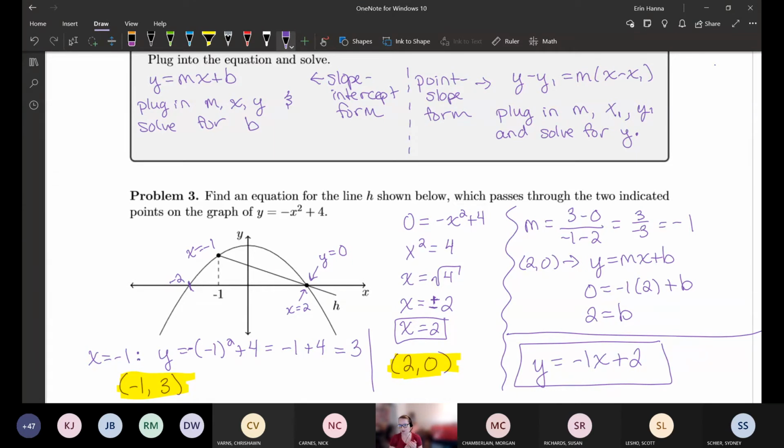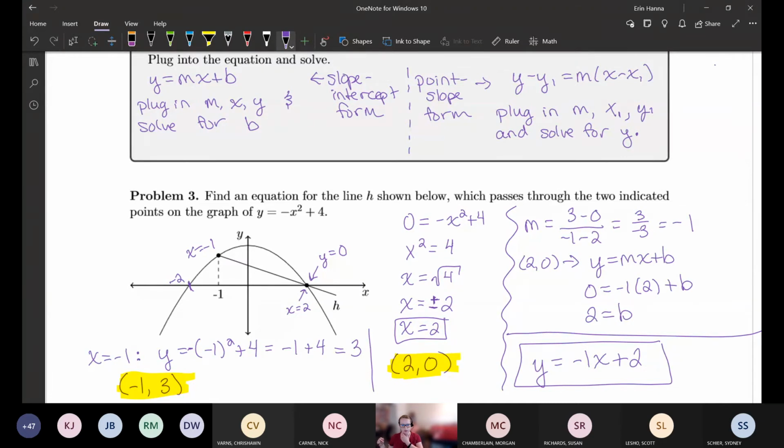Questions, concerns about how I found that equation? It did go through it somewhat fast, so let me know if you need me to go back through something. Okay, I'll hold on like 5 seconds. We'll do one more question, and then I think it'll already be time for the quiz.